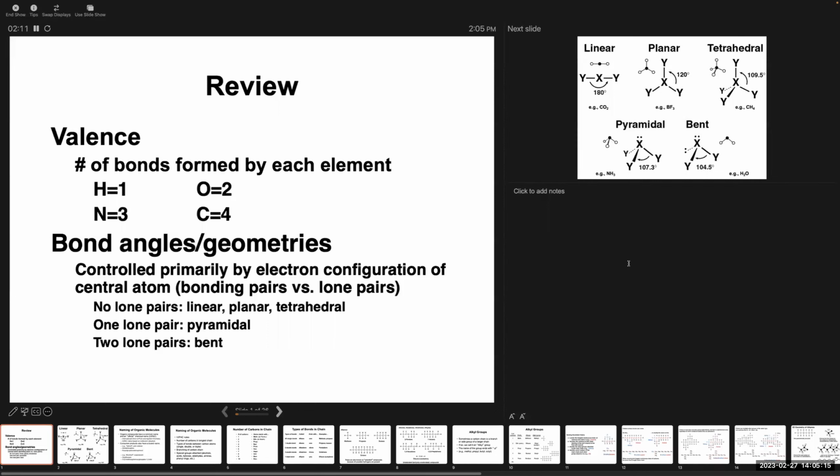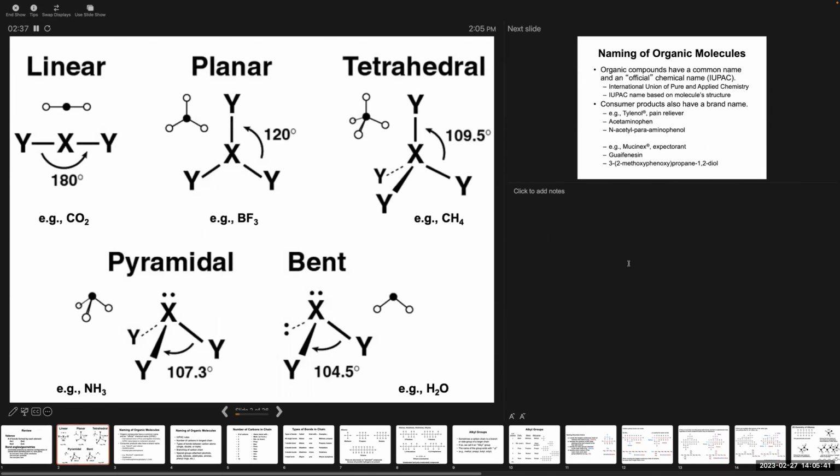They're all by themselves. If there are no lone pairs on the central atom at the corner, the vertex of the bond angles, then you end up with different configurations like linear, planar, or tetrahedral. If there's 1 lone pair of electrons on that central atom, then you end up with a pyramidal configuration. And if there are 2 lone pairs of electrons on the central atom, you end up with what's called a bent configuration. And here's a little slide summarizing those.